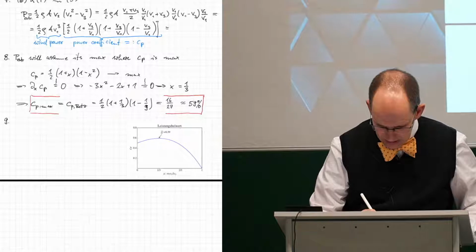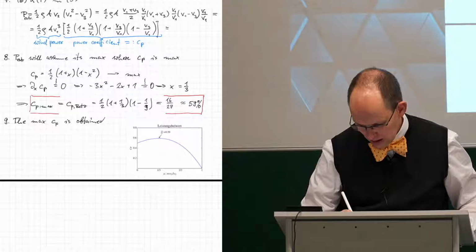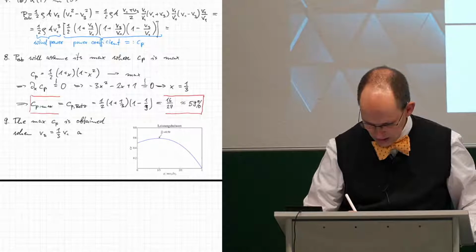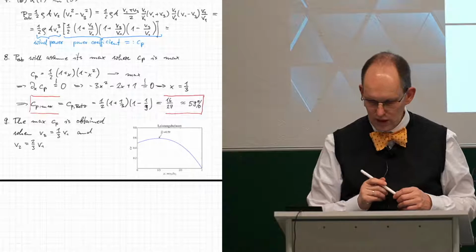So the maximum CP is obtained when V3 is equal to 1/3 of V1 and V2 is equal to 2/3 of V1. Good, very important result. So I hope you like it.